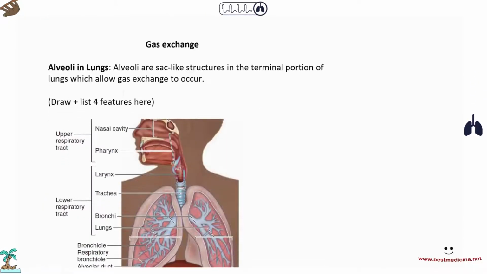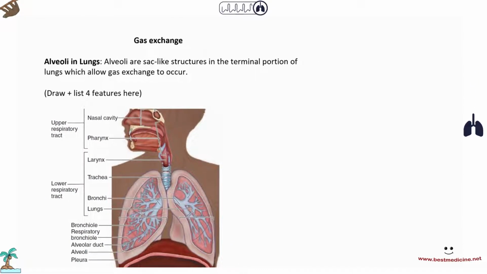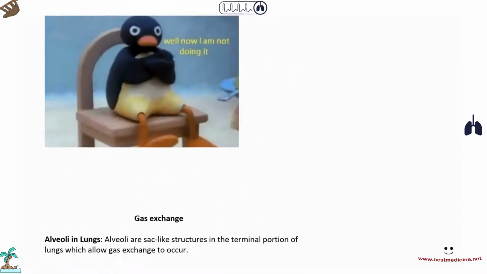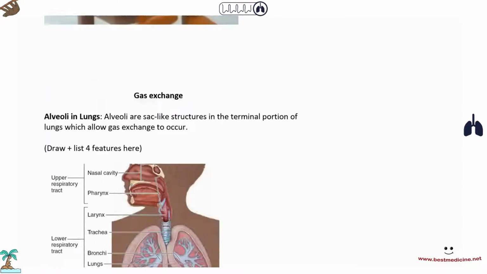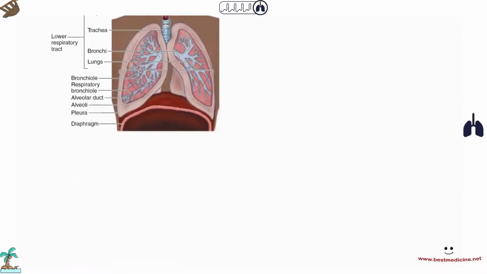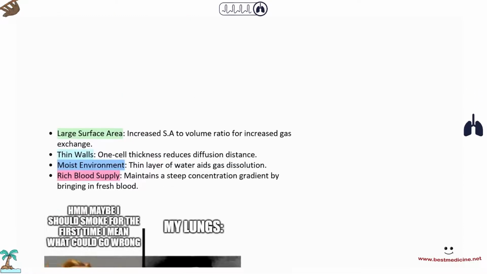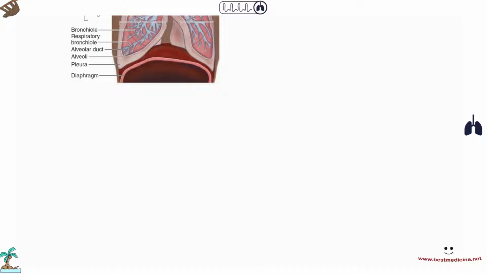So how does the gas exchange occur in the alveoli? I'm just going to go over this very quickly because we've already done this in the gas exchange chapter. So gas exchange, alveoli in lungs. Alveoli are sac-like structures in the terminal portion of lungs which allow gas exchange to occur. So what you're getting is this inhaled air, which contains oxygen, to the alveoli, right? So what will the alveoli have? Well, here's the alveolus again, right?